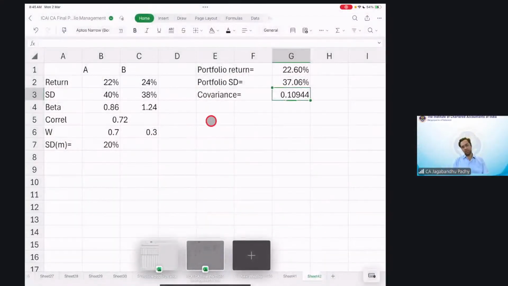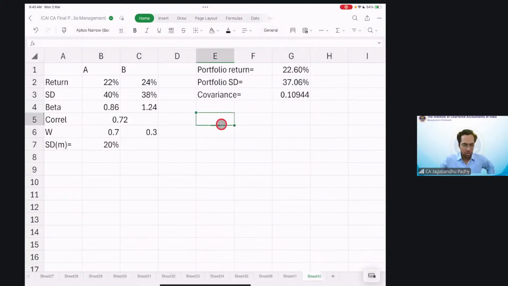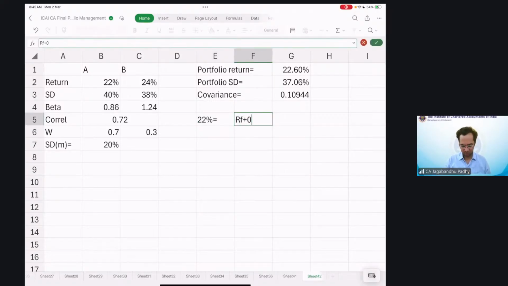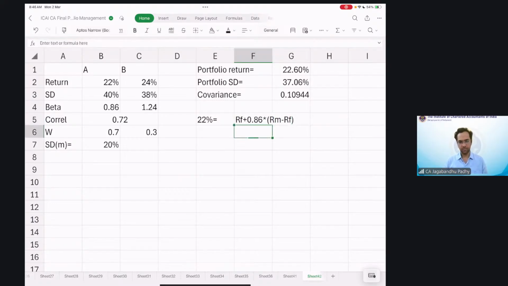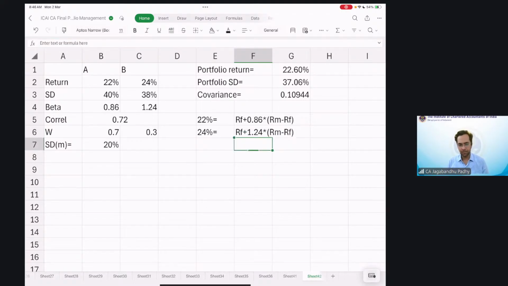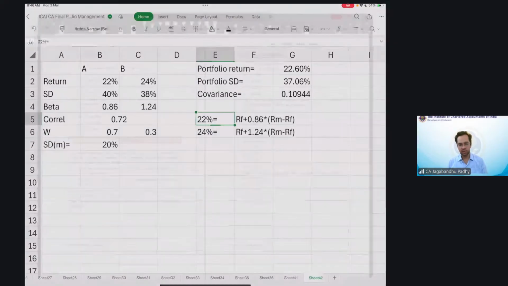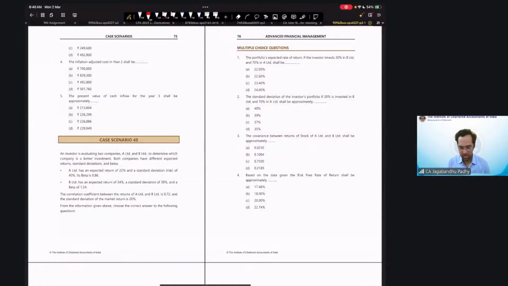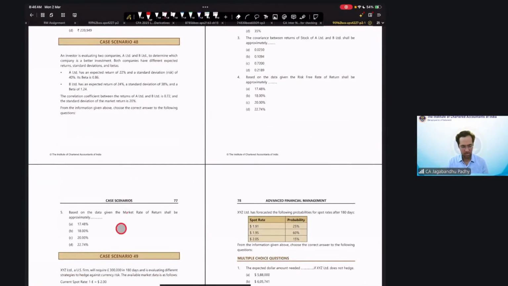So the risk-free rate of return is going to be approximately how much? For that, we'll have to say that 22% is equal to risk-free rate plus beta of 0.86 into RM minus RF. So 24% is equal to risk-free rate plus 1.24 into RM minus RF. Okay. So this is like a simultaneous equation, and we can solve it to get the market rate of return and risk-free rate of return.